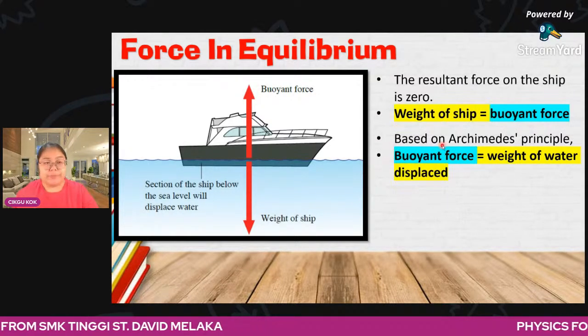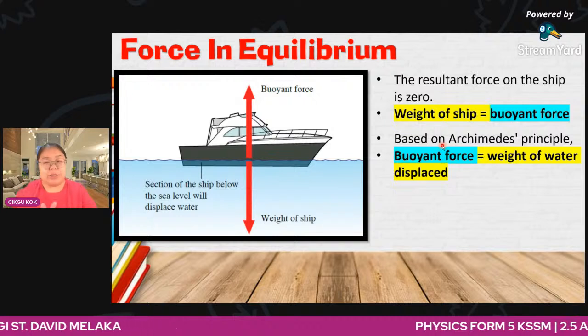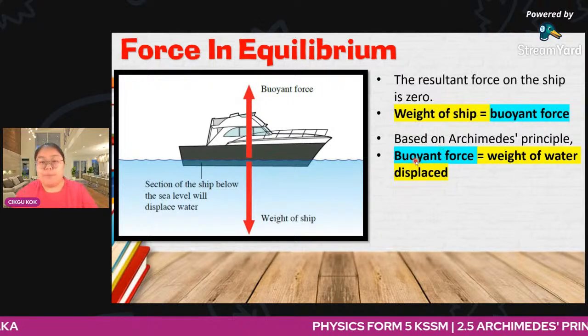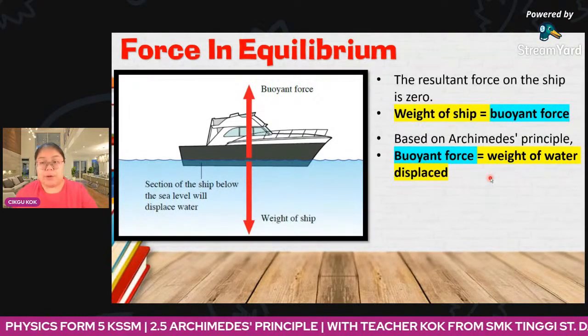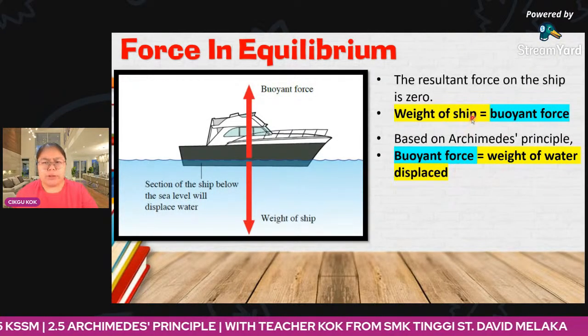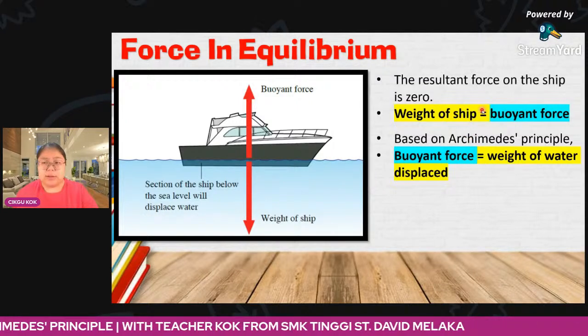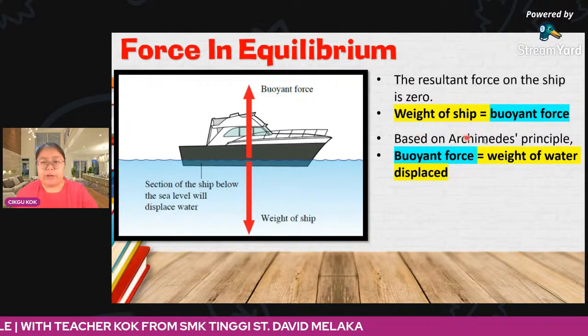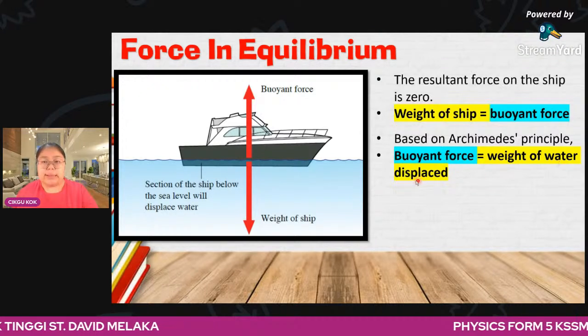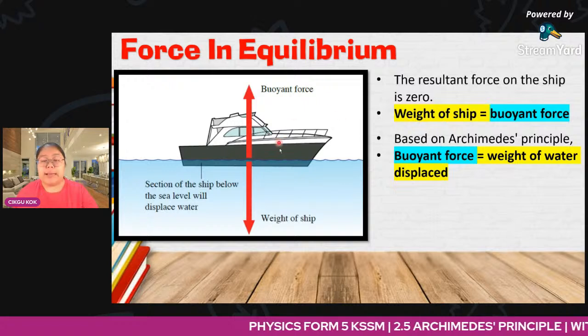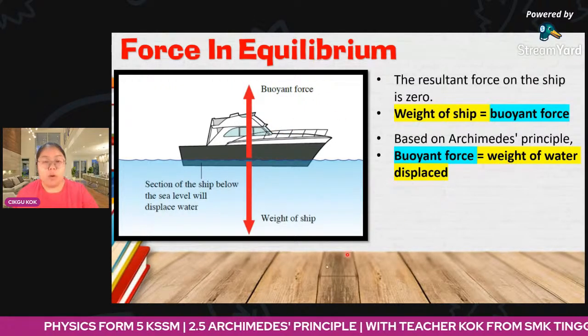Follow Archimedes' principle. Remember the Archimedes' principle we learned before: buoyant force is equal to the weight of water displaced. So from here, I can conclude these two sentences. The weight of the ship is equal to the weight of water displaced, because they are both equal to the buoyant force.